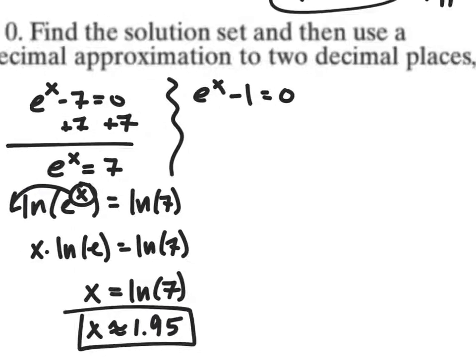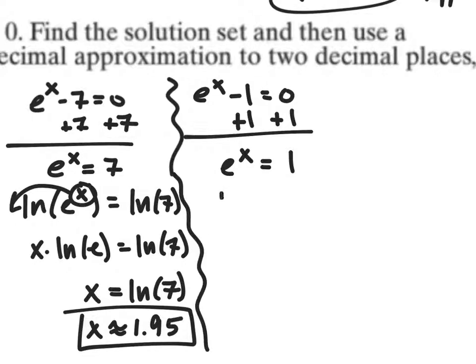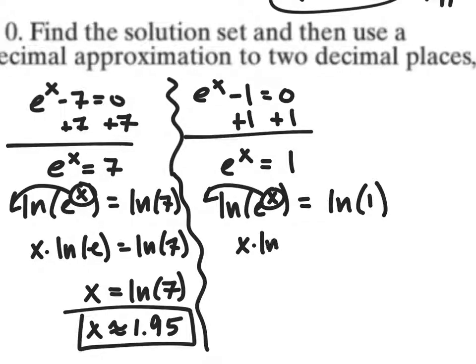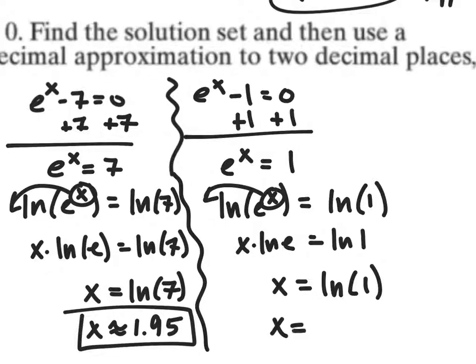Now over here, let's do the same thing. Let's add 1 to both sides. Then I get e to the x is equal to 1. Let's apply the natural log to both sides. Equals the natural log of 1. Same thing, bring your x out front. So x times the natural log of e is equal to the natural log of 1. The natural log of e is just 1, so x is equal to the natural log of 1. Now plug that into your calculator, natural log of 1, and whoa! x equals 0.